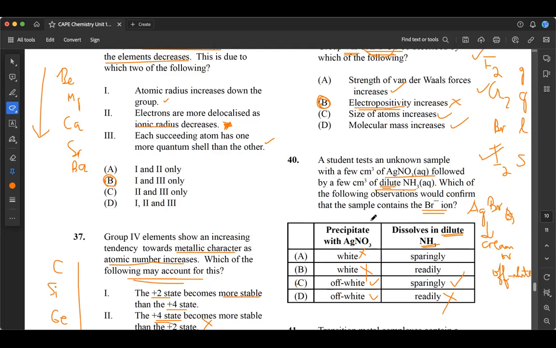So again, if we add AgNO3 to an unknown sample and we see an off-white precipitate, we can say, oh, that could be bromide. The bromide ion is present in there.